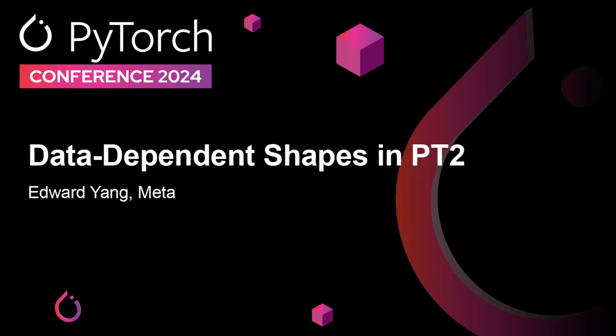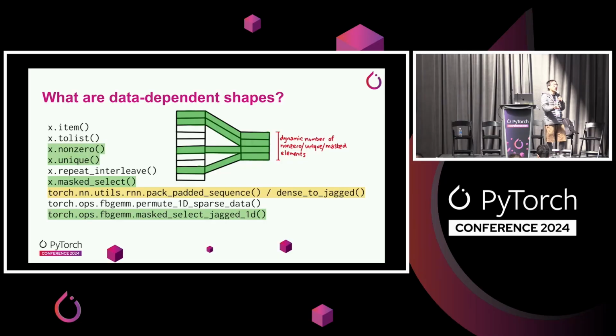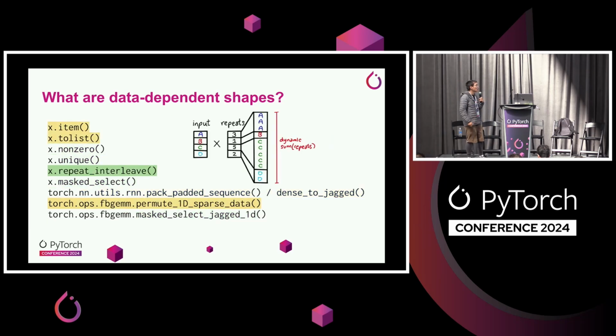So what are data-dependent shapes? Data-dependent shapes are whenever you have an output tensor whose size depends on the actual input data in the tensor in question. For example, with something like non-zero, the size of your output would be how many non-zero entries you have in your tensor. Even something like padded sequence from our old RNN days is data dependent in this way because the size of your output depends on how much padding you had, because that's everything that was deleted in that case.